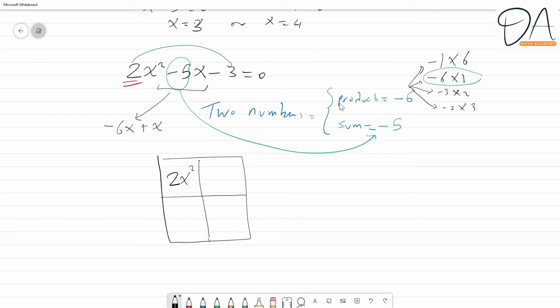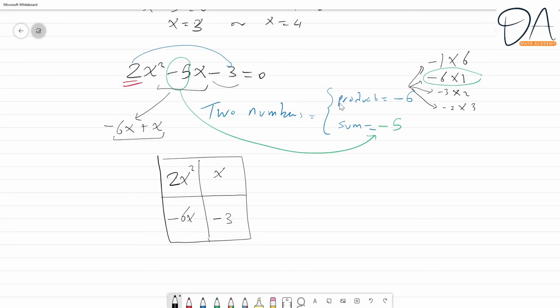In this case, it's 2x squared. And in the lower right corner, we write the c term. In this case, it's minus 3. And then we have the two other squares left, and we will use them to write these two terms. So I can write here minus 6x and here x.